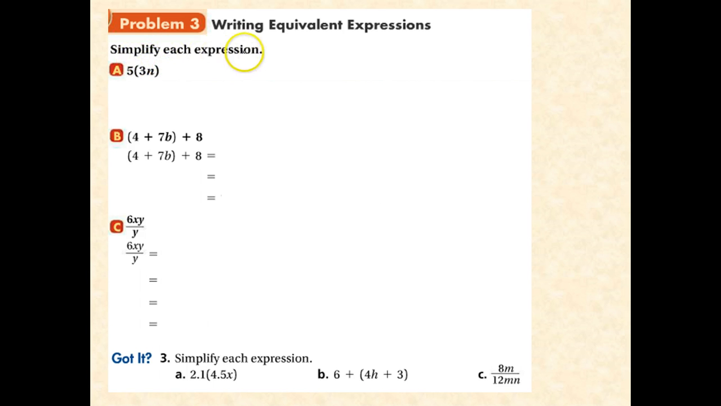Ooh, simplify each expression. Alright, so 5 times 3n. This is multiplication. 5 times 3 times n. So I can use the associative property to group the 5 and the 3 together.